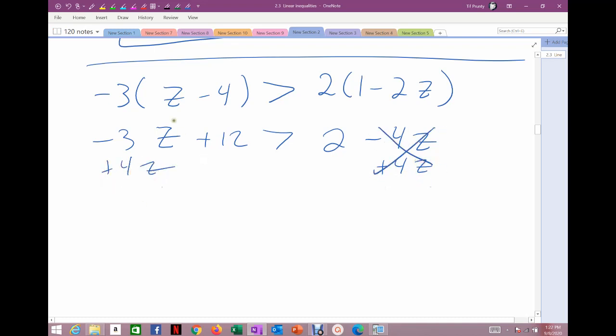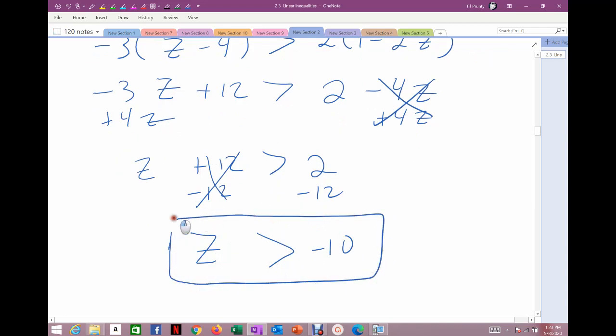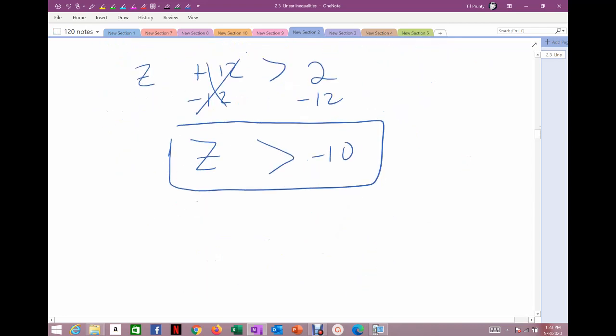That gets rid of that. I've got a 4z minus a 3z, which will give me 1z plus 12, still bigger than 2. Now move the 12 over. Minus 12, minus 12. And so I'm left with z on this side, greater than negative 10. And again, I didn't do any dividing or multiplying by a negative, so the sign never flipped. And so there's the answer, except writing it into the two notations.